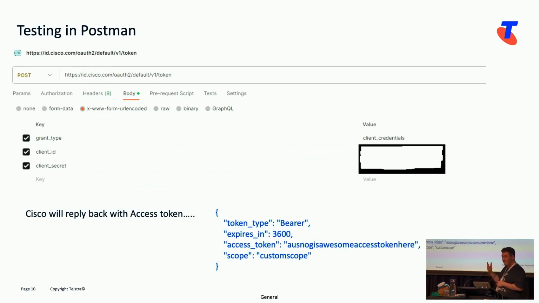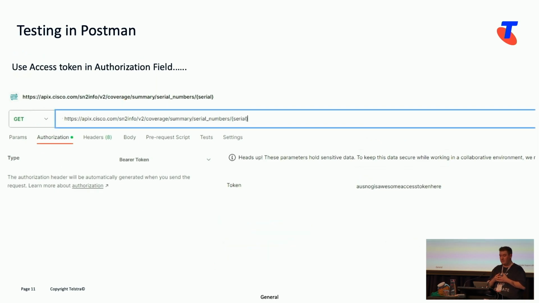This is an example of going through the Cisco API in Postman. We're using the client ID and client secret that we configured in the API console, and we use it to send a token request. The example here, the token is AusNOG is awesome. Then, using Postman again, we grab that token and use it as part of our request to send an API information request. We're using it in the authorization with Postman, and we've got the URL, which is a serial number to information query.